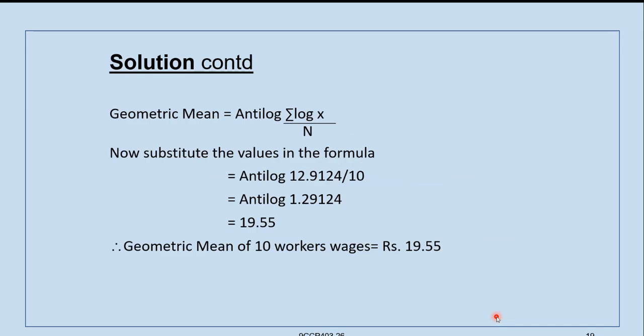Now applying the formula sigma log x by n. Sigma log x by n is 12.9124 divided by 10, that means 1.29124. Then taking the anti-log, we get 19.55. So the geometric mean of 10 workers' wages is 19.55. Right? This is the answer.